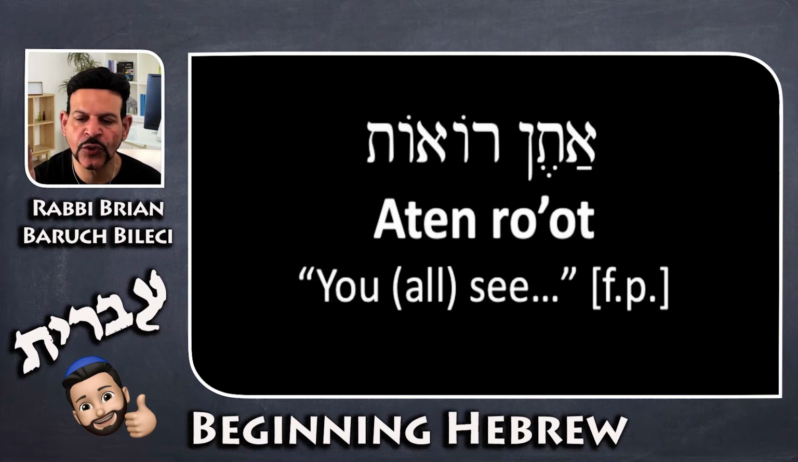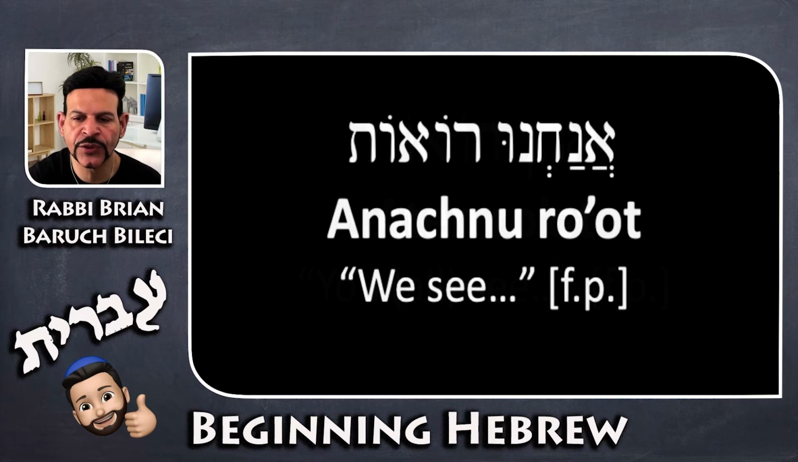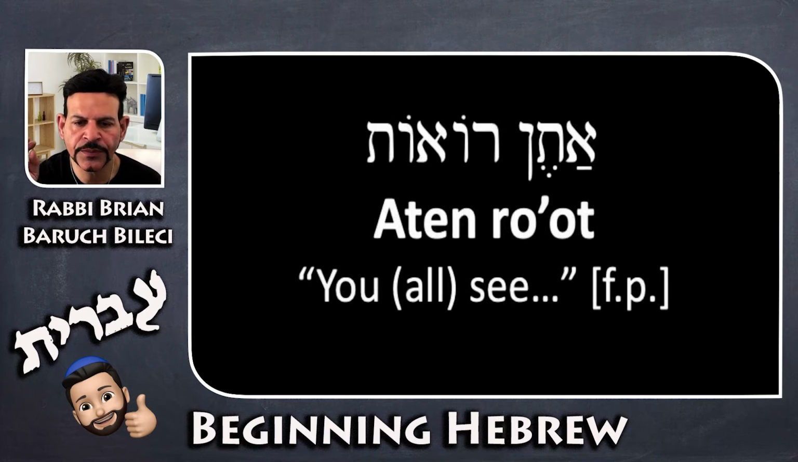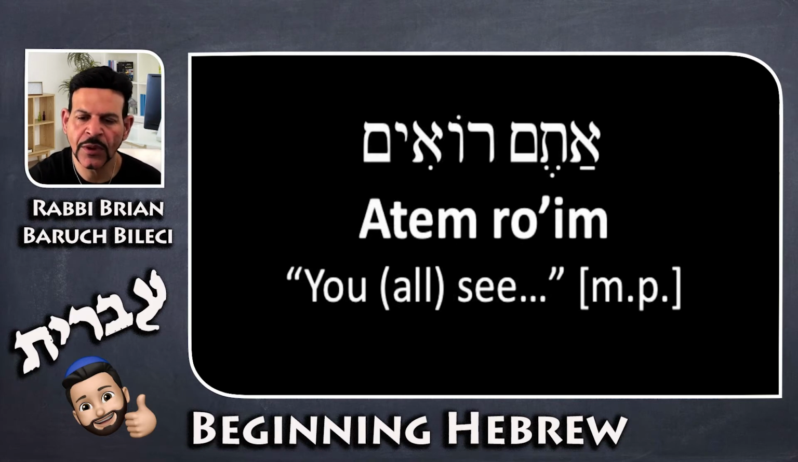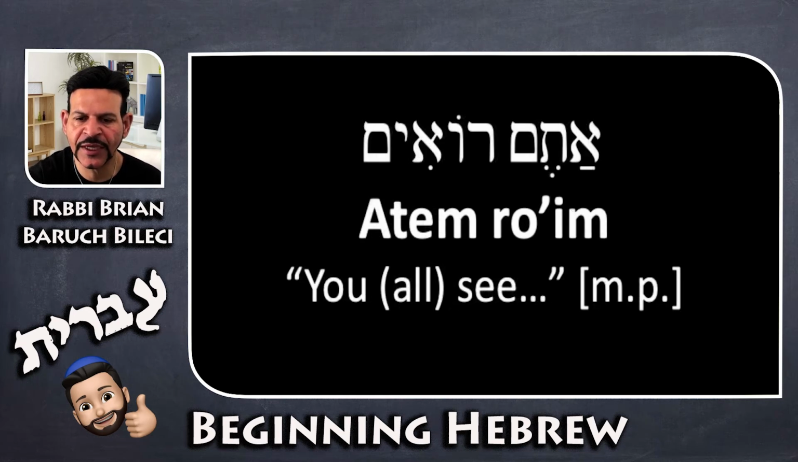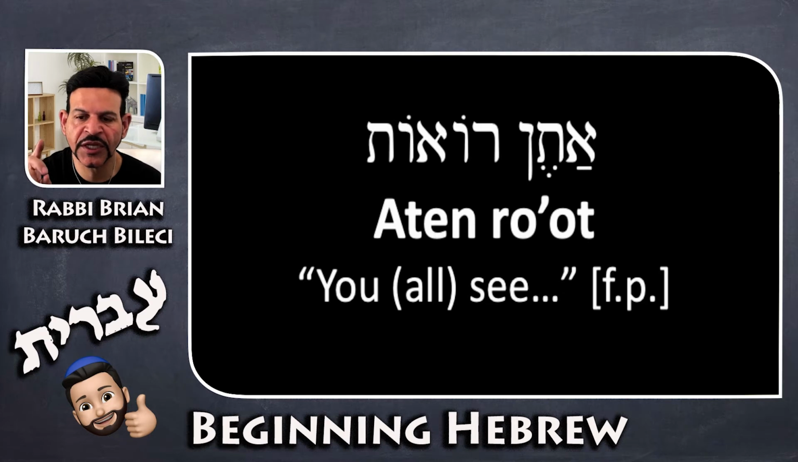Aten is you all feminine plural. Ro'ot is the same that we used for anachnu ro'ot. So aten ro'ot. So we're either saying atem ro'im or aten ro'ot. So just keep that in mind. The hey at the end of ata changes to the Mem Sofit for the masculine, but for the feminine, it changes to a Nun Sofit at the end.